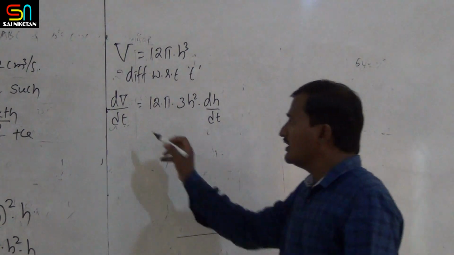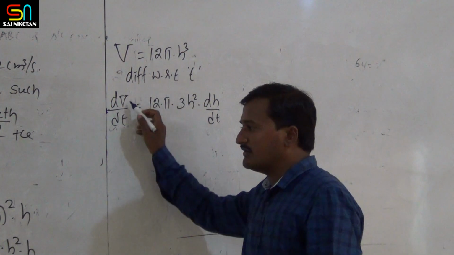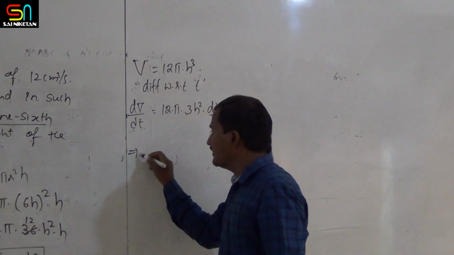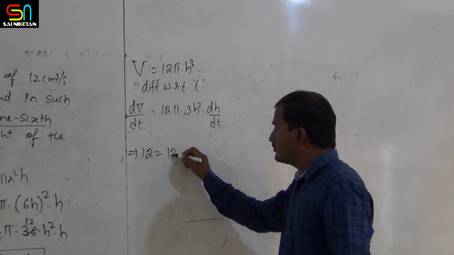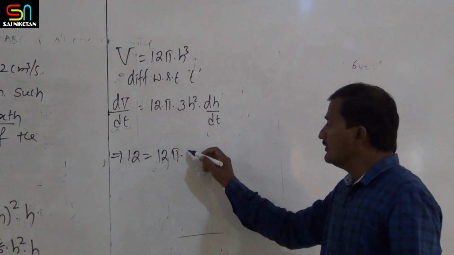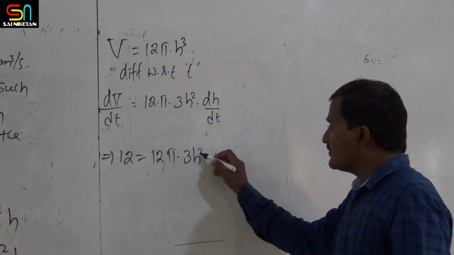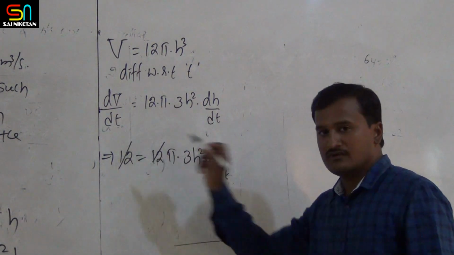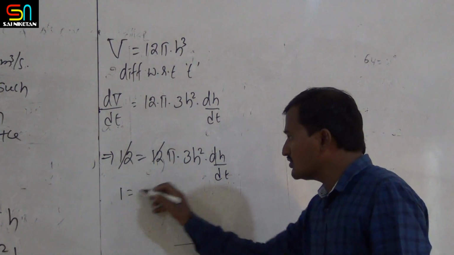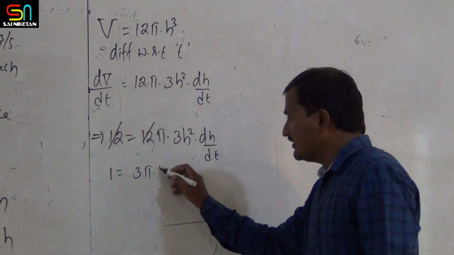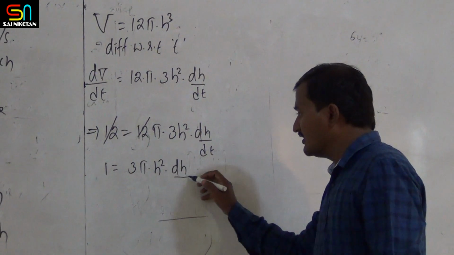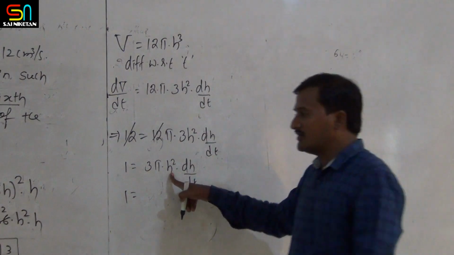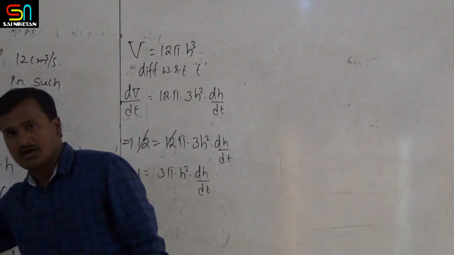But already they have given dv by dt. What is the value of dv by dt? dv by dt is equal to 12. So clearly 12 is equal to 12 pi into 3h squared into dh by dt. So this 12 and this 12 will get cancelled. Clearly 1 is equal to 3 pi into h squared into dh by dt. Here clearly they have given the height. What is the value of height? Height is equal to 4 cm.